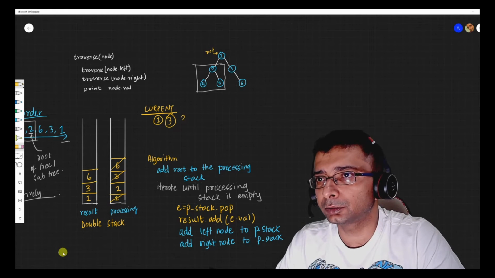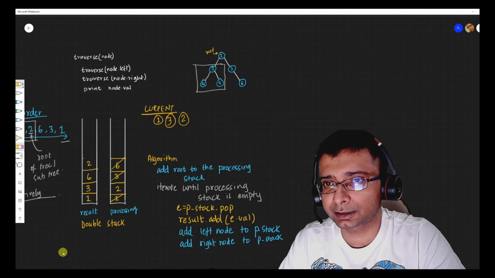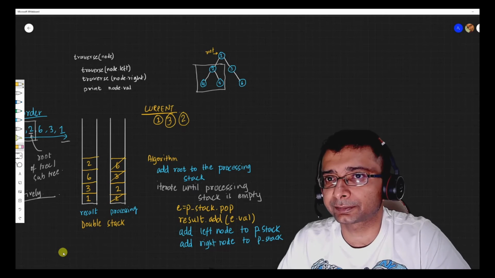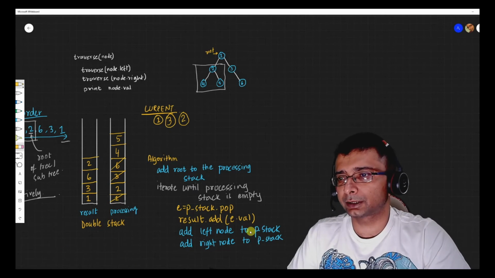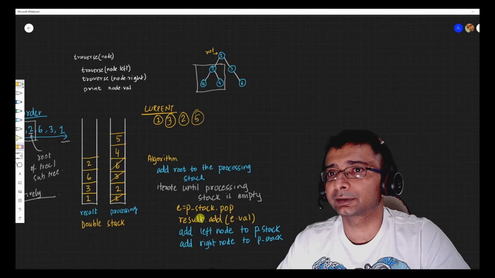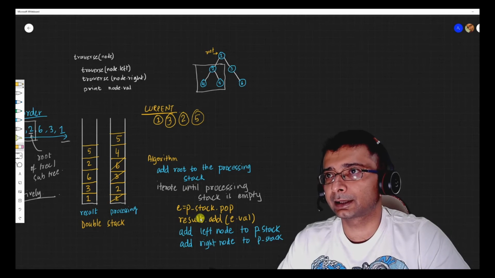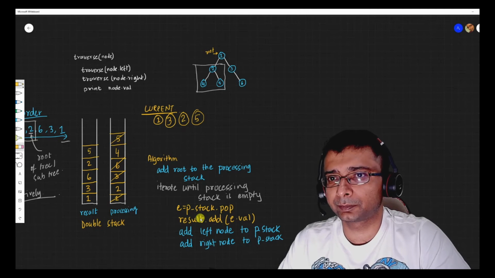So we get the 2 over here, and now what we are going to do is put 2 inside this process result stack and add 2's left and right to the processing, right? So we are going to pop again, and this time when we pop, we get a 5, right? And what we do is add the 5 to the stack, and 5 doesn't have any left and right, so nothing to be added. So we pop again.